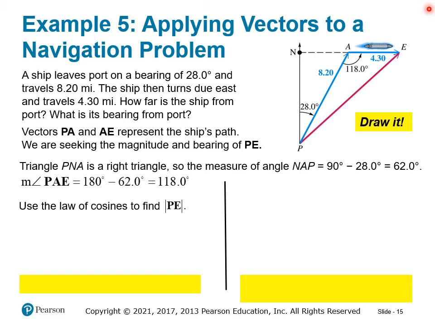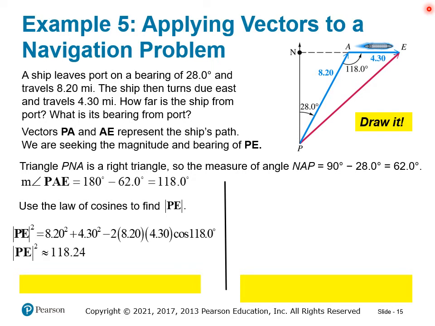So first, let's use the law of cosines to solve for the magnitude of PE, which is our distance from port. Side squared plus side squared minus 2 times the product of those sides times the cosine of the angle between them. PE squared equals, with the angle 118, so PE equals approximately 10.9 miles.